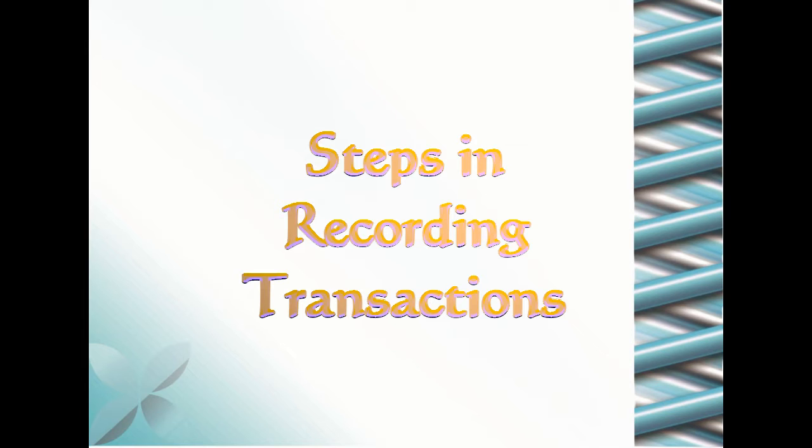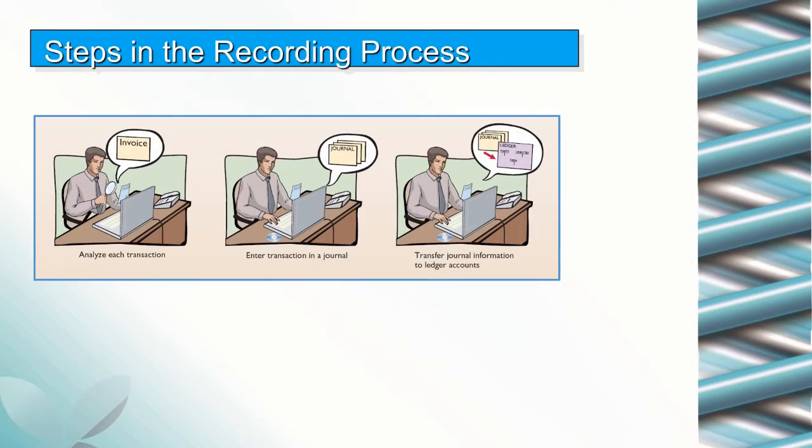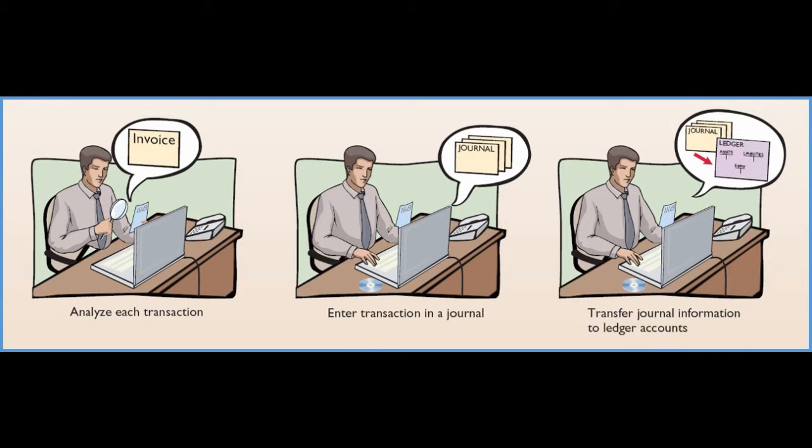In order to have a comprehensive understanding, first we will talk about the basic steps in the recording process. In business practice today, there are three basic steps: analyze each transaction for its effect on the accounts, enter the transaction information in a journal, and last, transfer the journal information to the appropriate accounts in the ledger. Although it's possible to enter the transaction information directly into the accounts without using a journal, few businesses do so.